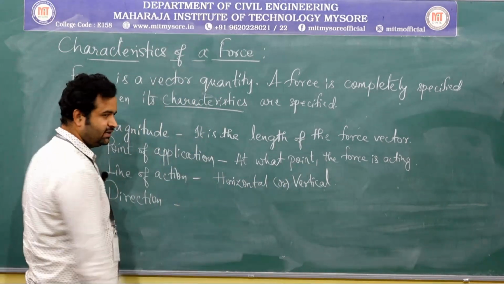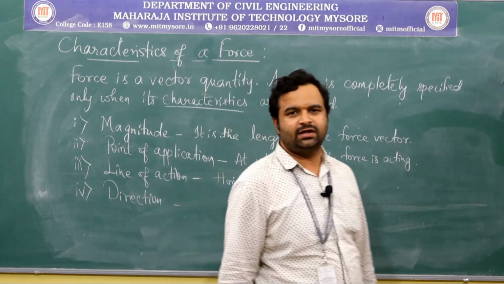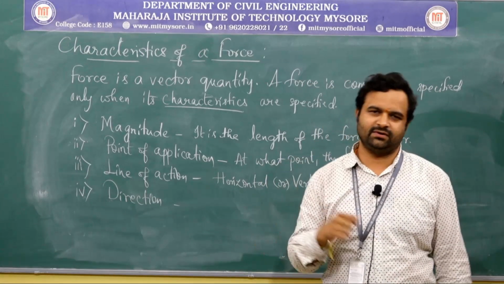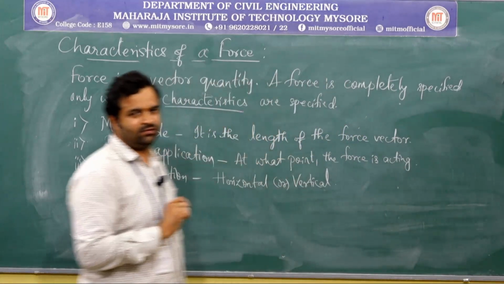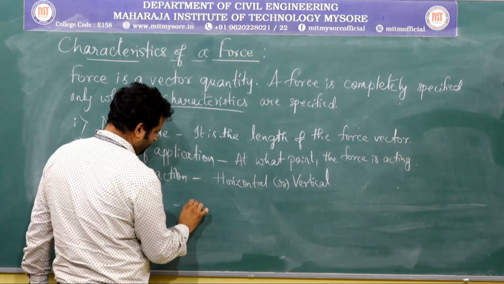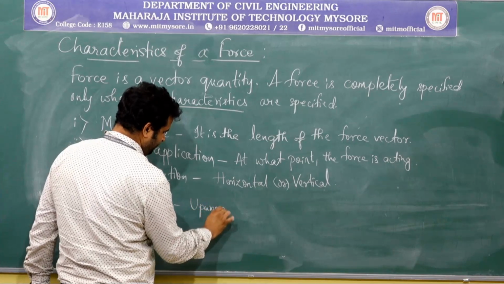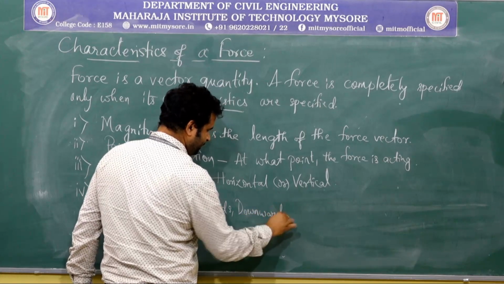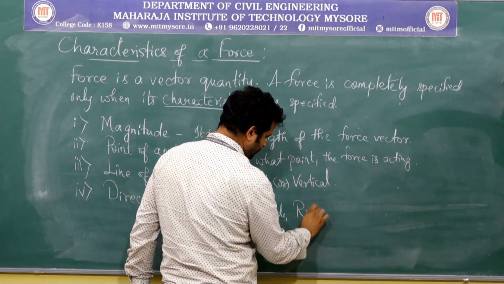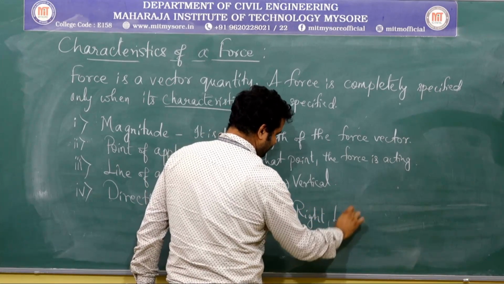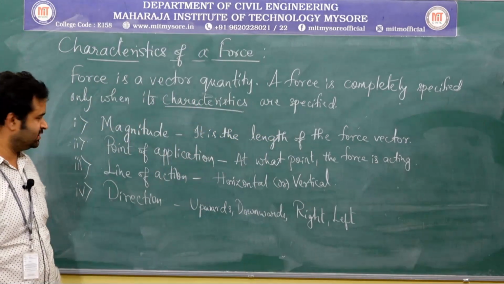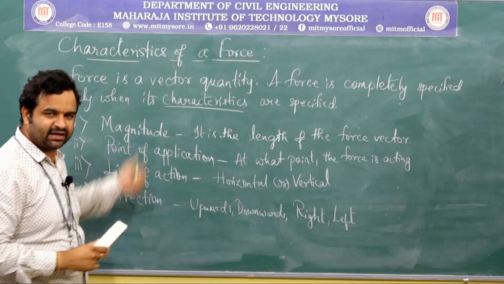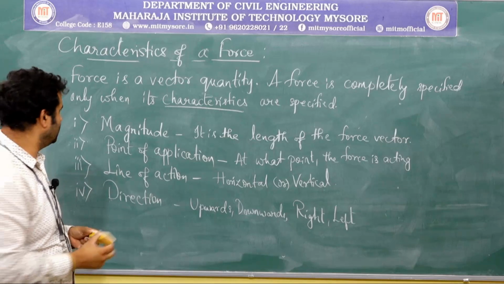And then at last we have the direction. So, direction is either the force is acting upwards or downwards or towards right or left. That is the direction of the force. Either it may be acting upwards, downwards, towards right or towards left. So, these are the characteristics of a force system. Now, let us understand these characteristics with the help of an example. Okay.